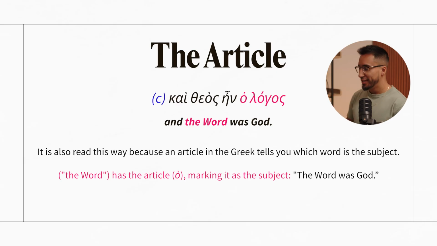Okay, so back to clause C, right? We're going to go into some very basic grammar rules when it comes to the Greek and understanding how articles are used and what an article means. So the article in this is the O-looking letter, which is ho in the Greek, ho logos. And so it can also read this way because an article in the Greek tells you which word is the subject. So the subject in clause C is the Word, which is why it translates as "the Word was God."